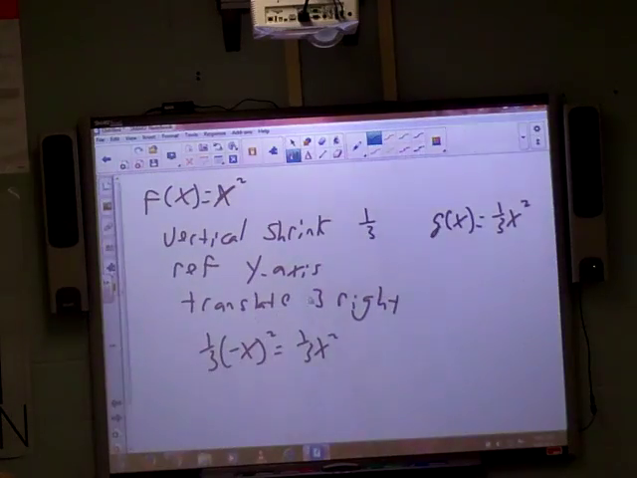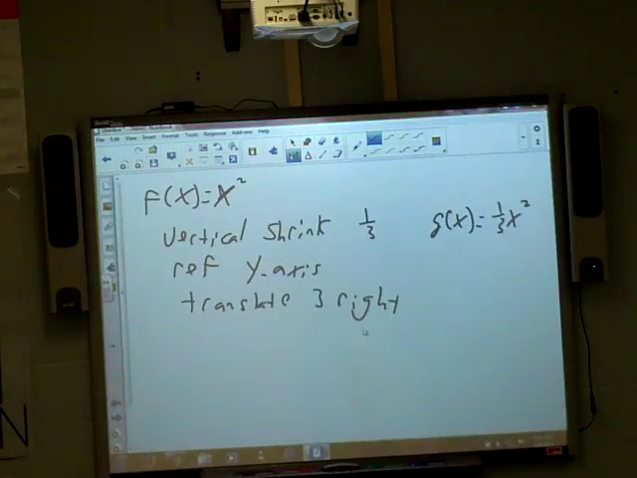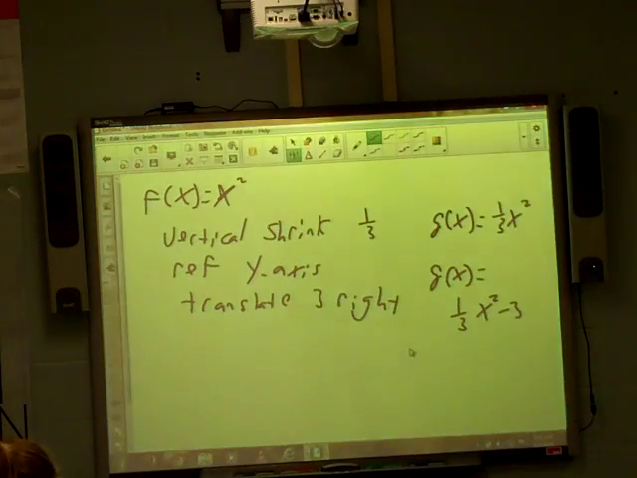All right, then my last thing on this is to translate 3 to the right. Now, this is where it's going to get a little tricky and confuse some of you. If I'm going to translate 3 to the right, which way is it, plus or minus, since it's horizontal? Minus. I'm guessing how you're going to write it. Okay, good. If I left it like that, that 3 looks stuck out on the end, so it would mean down 3. And I don't want it to mean down 3. So I need to add a parenthesis. Where am I going to add the parentheses?